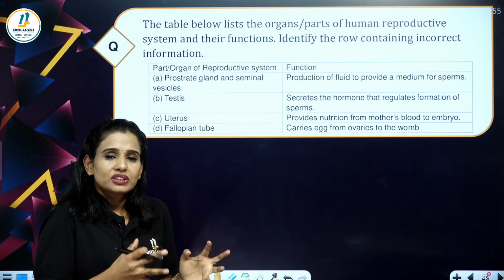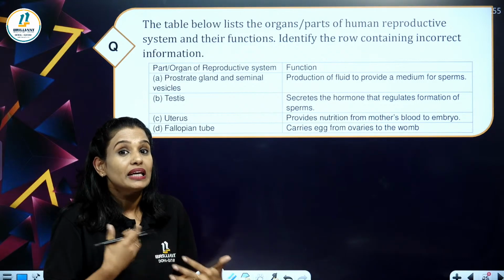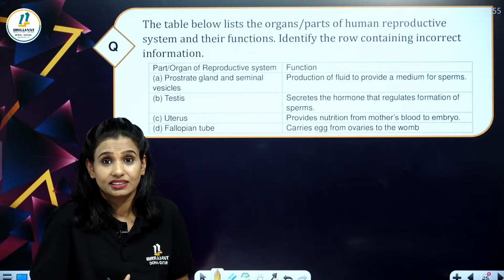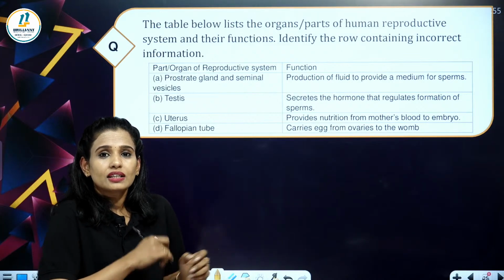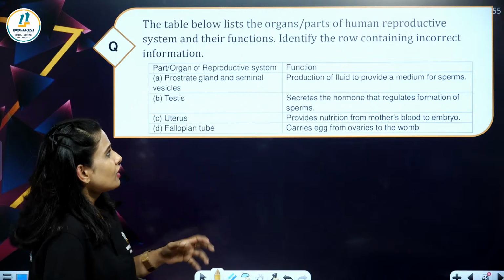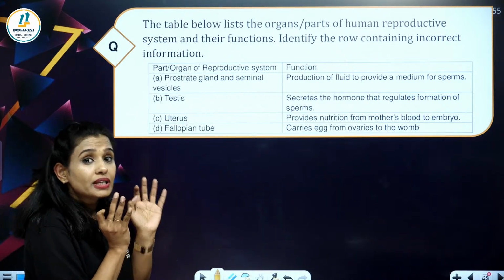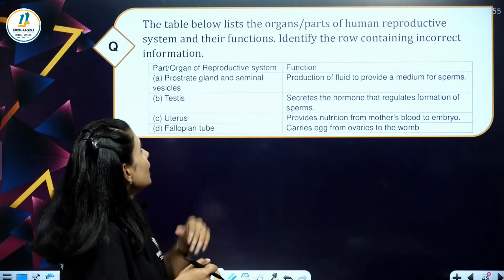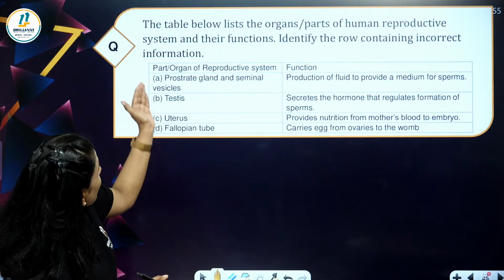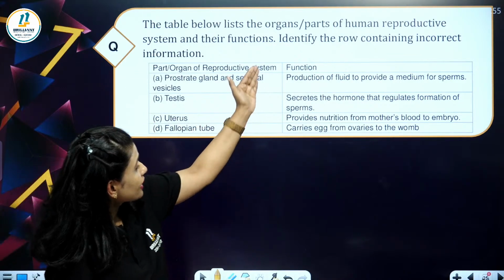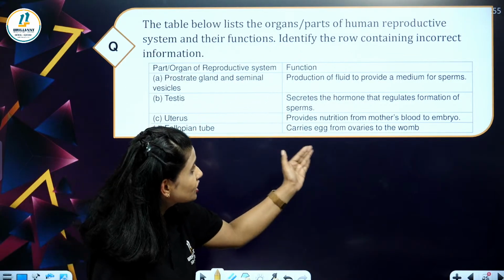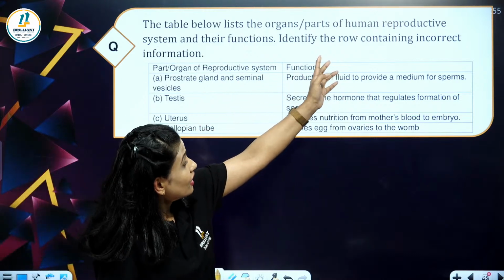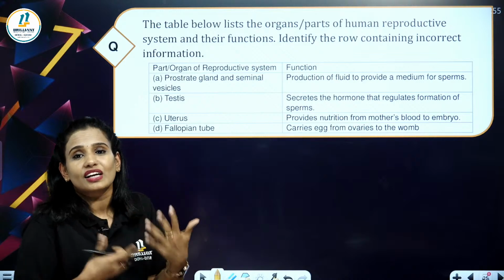See here, some questions you can see coming repeatedly. You have to find out the incorrect information because you have to practice these questions. If a straight question is there, fine, but you should practice this kind of question which is a little bit twisty. The part or organ of the reproductive system is given here, the function is given here, and you have to find the row which contains incorrect information.